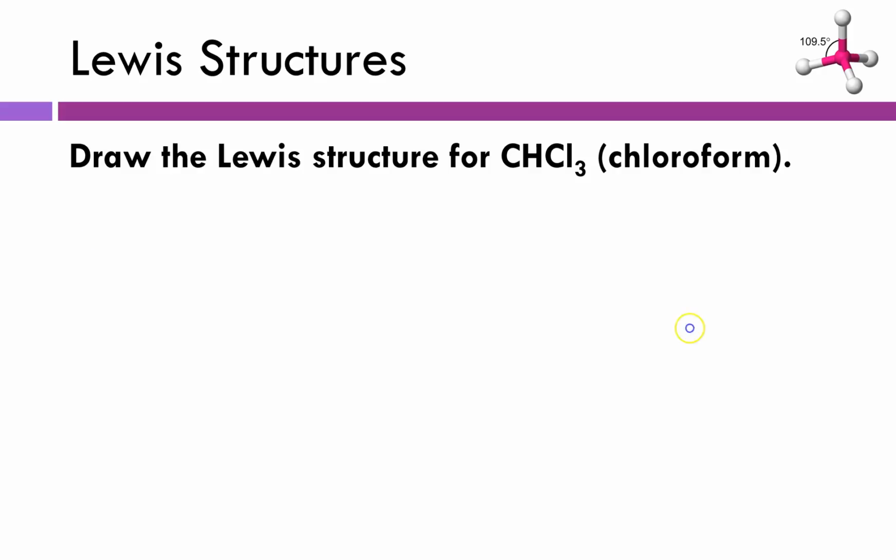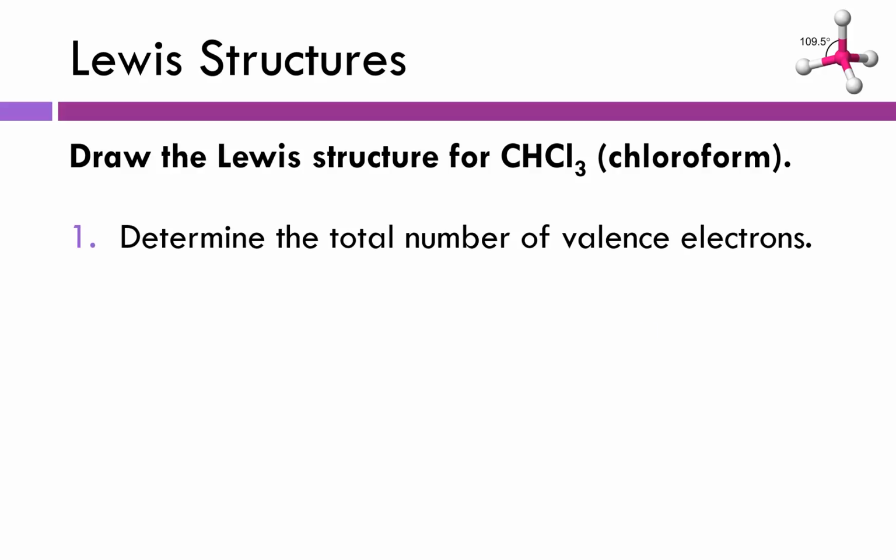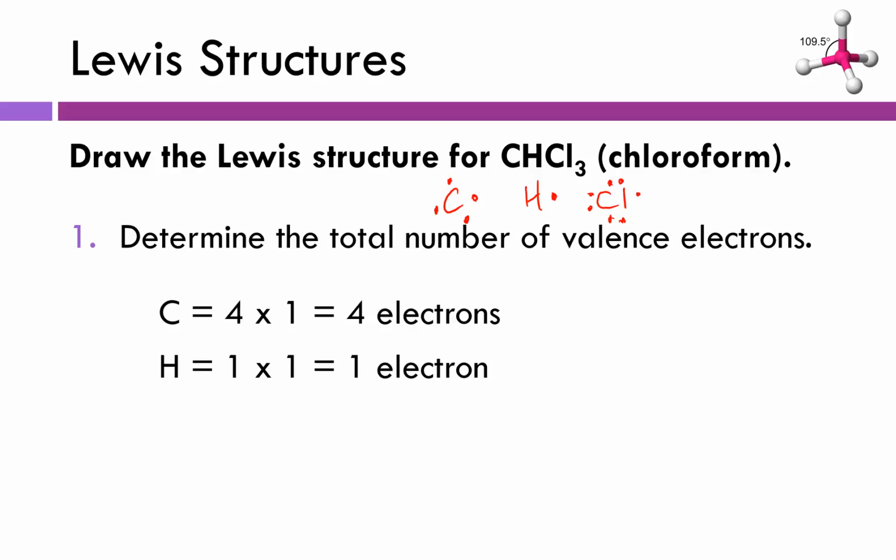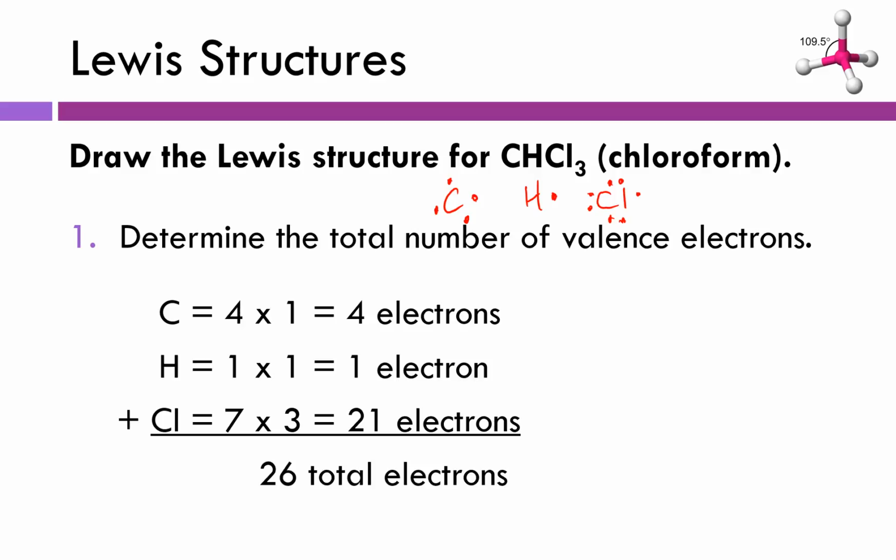First thing we want to do is determine the total number of valence electrons that we have to work with. And if you think about it, you could just sketch out what the Lewis dot diagram is going to look like for each of those atoms. I know in CHCl3, I have 1 carbon atom. It has 4 valence electrons, so a total of 4 electrons from carbon. I've got a hydrogen with just 1 valence electron. And then I have 3 chlorine atoms, each with 7 valence electrons. This is essentially as hard as the math is going to get this unit. So that gives me 26 total electrons to play around with.